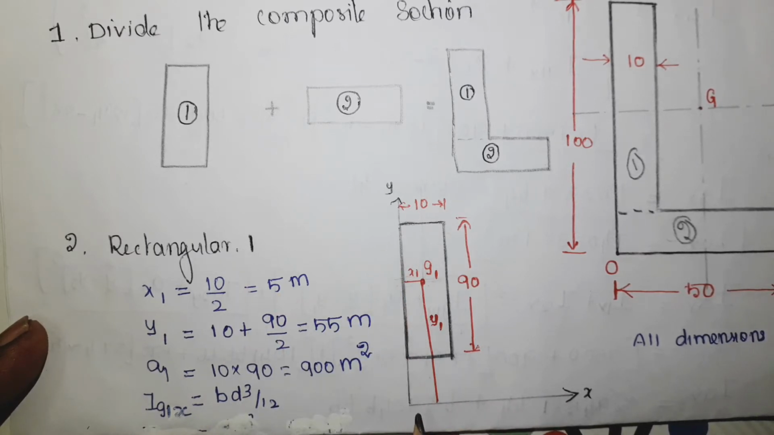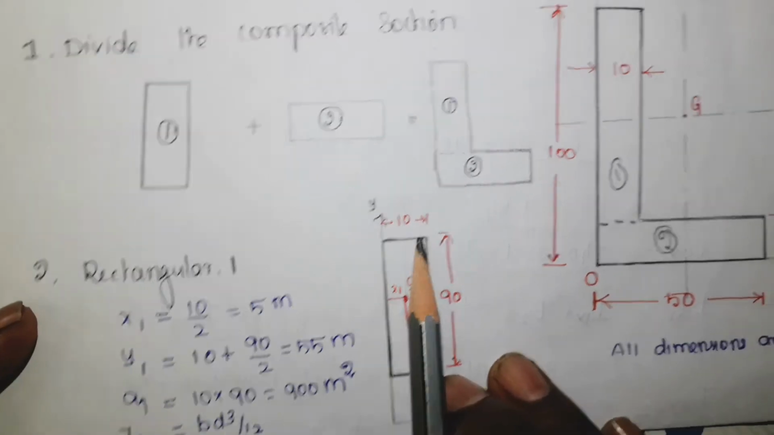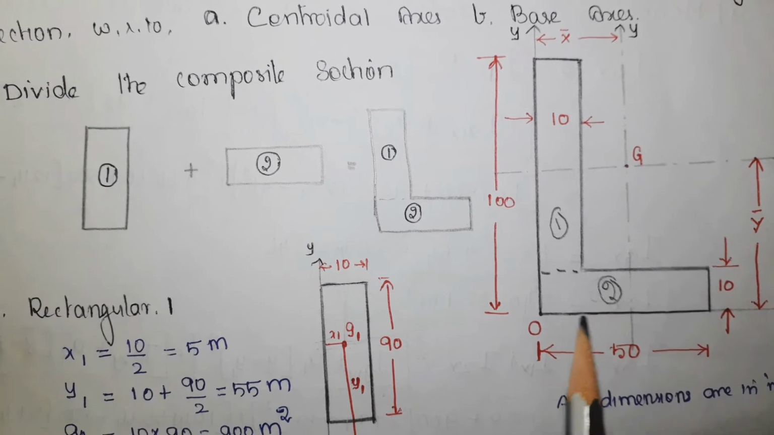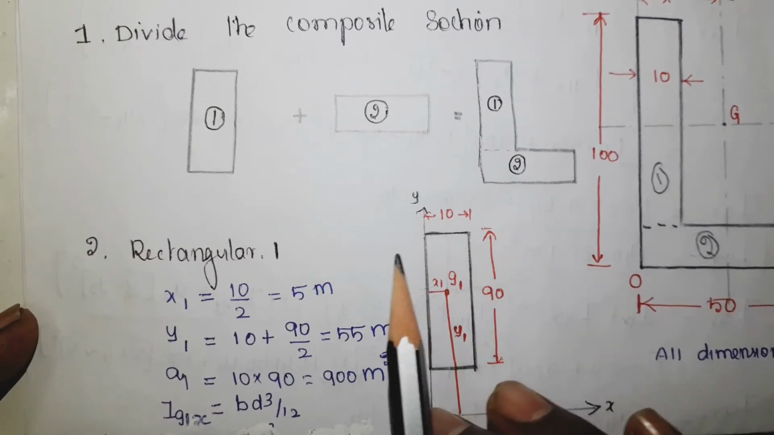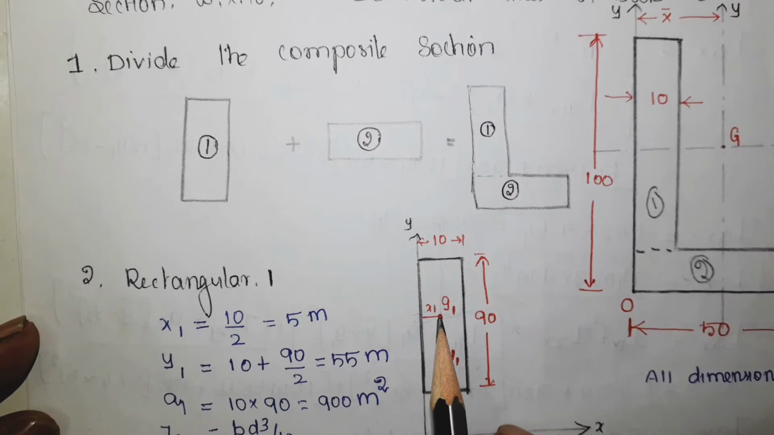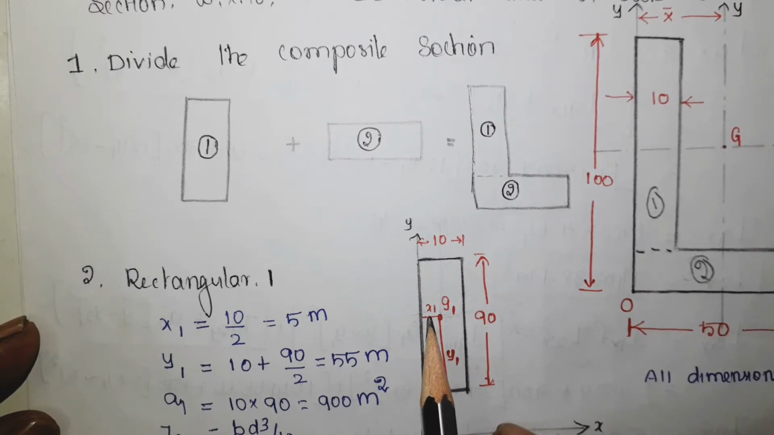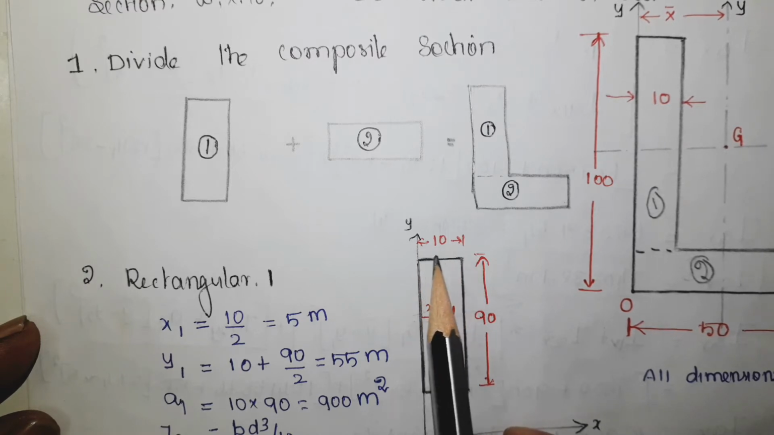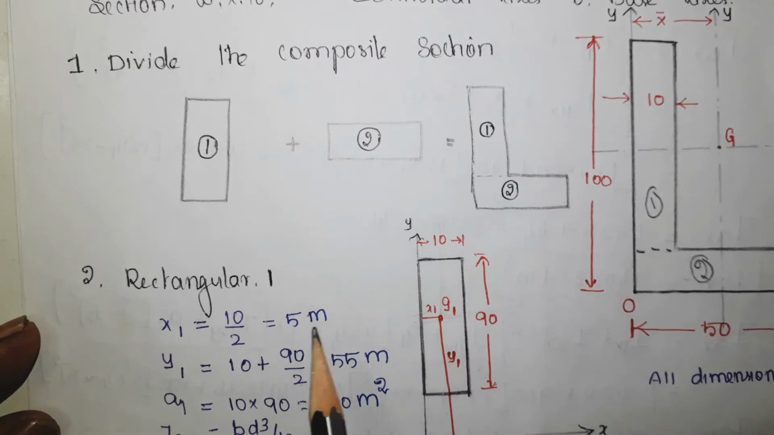Now let us take the first rectangle and draw a separate diagram for it. When you draw the diagram, make sure that these axes are positioned correctly according to the original composite section. Then you have to find the values for 5 variables. The first 3 variables are similar to the centroid. Next 2 variables are specific to area moment of inertia. The first one is x1, which is the distance between y axis and the centroid. This is the x1 here, which is nothing but half of this distance, 10 by 2, which is equal to 5 meter.